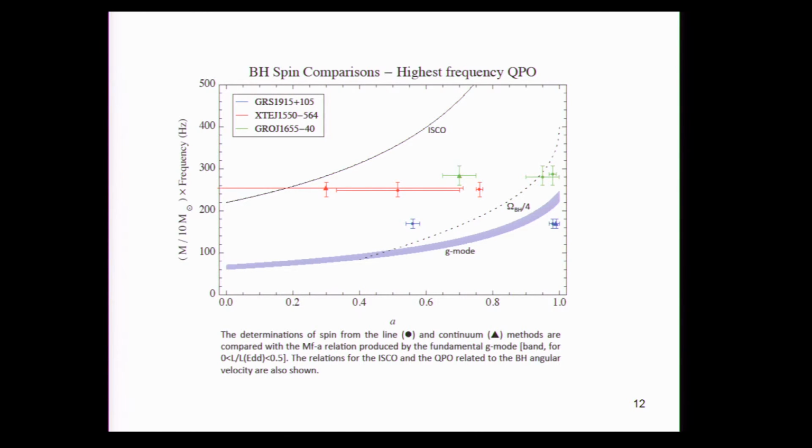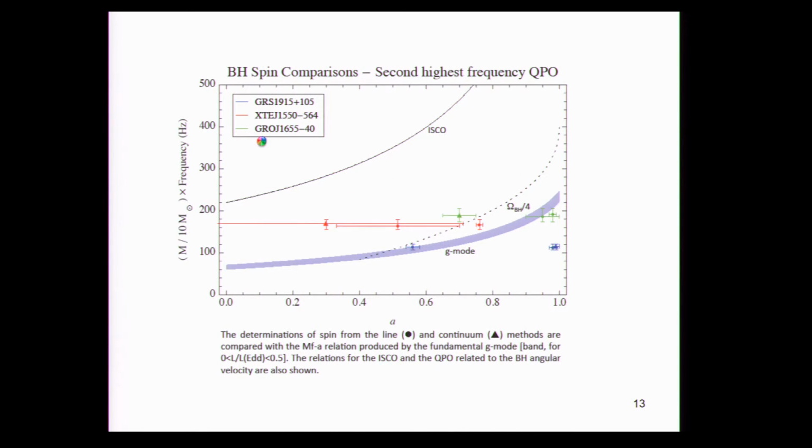Here's the ISCO. Many, many QPO models have frequencies close to the ISCO frequency. And remember, this is the highest frequency QPO. The ISCO frequency is well above these frequencies here. Well above. In my opinion, this rules out all models of QPOs whose frequency is close to the ISCO.